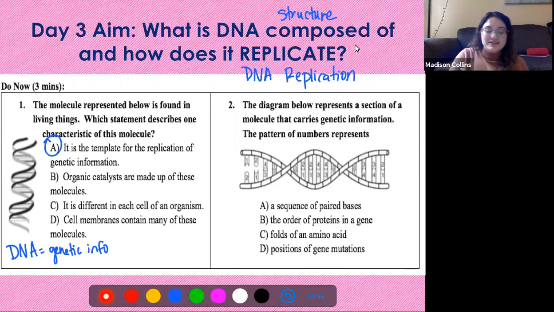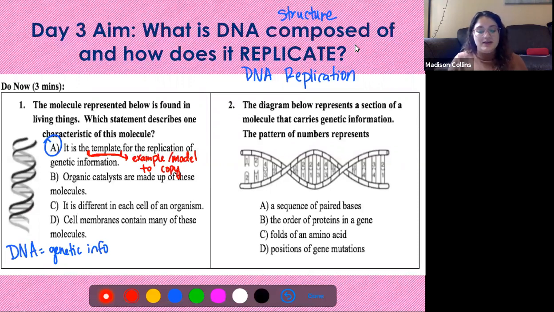Now I will tell you guys, we're gonna see this word template again today. When we're talking about DNA replication, when we see this word template, we're basically talking about an example or a model that the cell is going to copy when replicating DNA. So I'm going to write down it's an example or a model to copy.